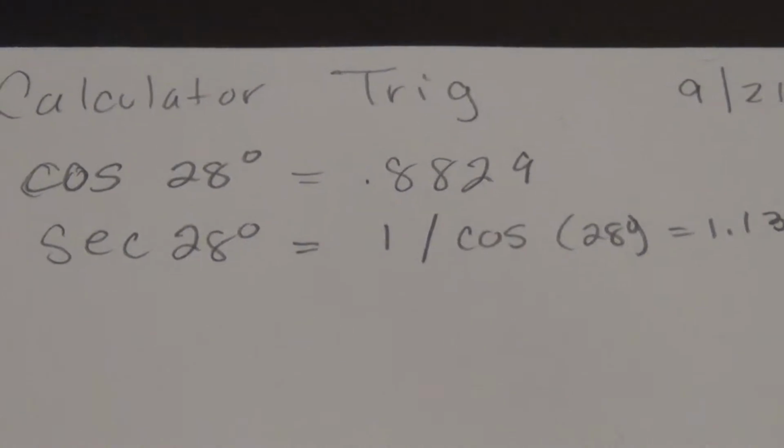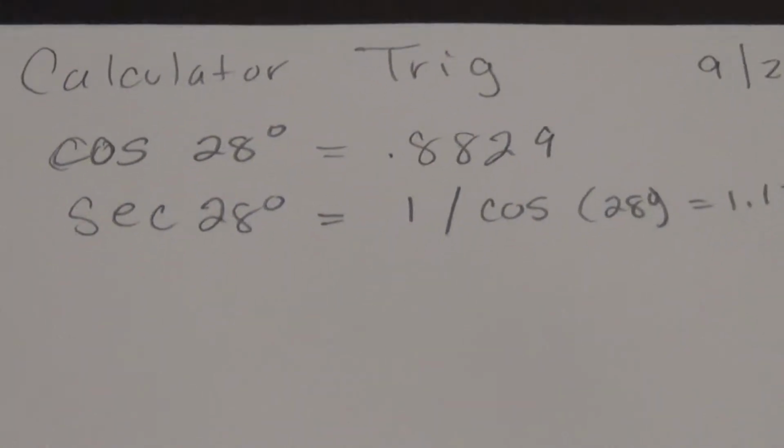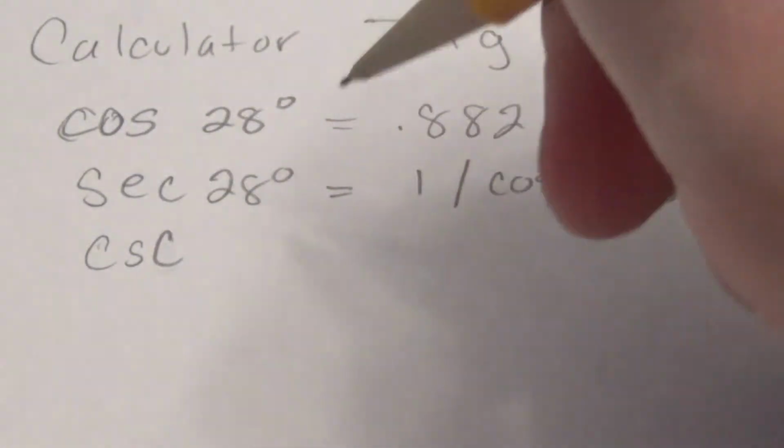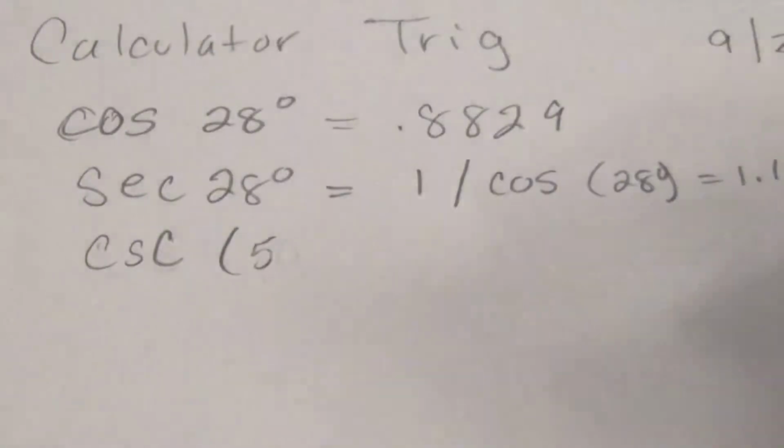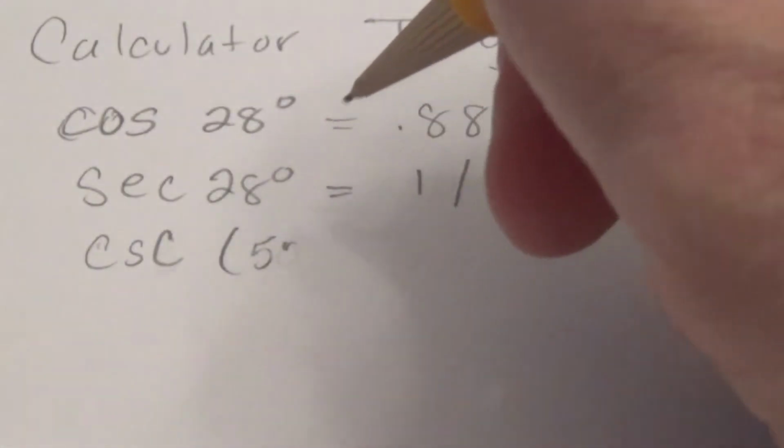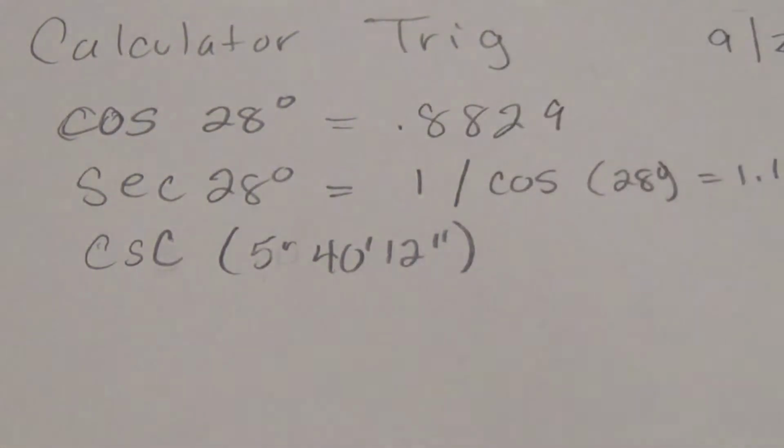All right, we'll do a couple more complications. Suppose I have cosecant, and I want cosecant of 5 degrees, 40 minutes, and 12 seconds. Recalling degrees can be divided into smaller parts and those into smaller parts as well.